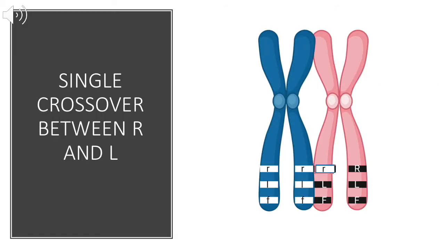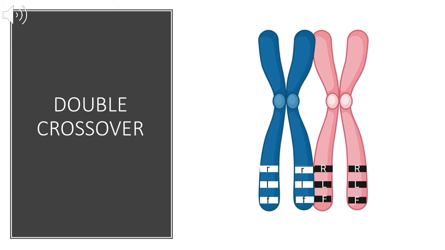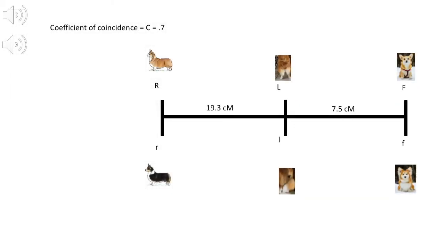So if recombination does occur in our heterozygous female's gametes, there's several things we could see. First, if we saw a single crossover between the R and L loci, we would end up with little r, big L, big F, and we can also end up with big R, little L, little F. If a single crossover event occurred between the L and F loci, we could either get big R, big L, little f, or little r, little L, big F. Now, if a double crossover event occurred, we would get little r, big L, little f, and big R, little L, big F.